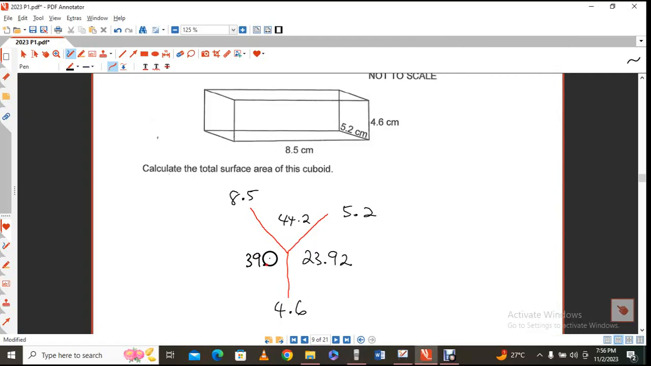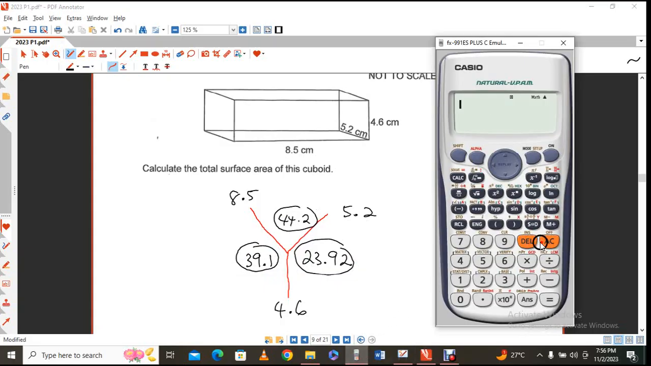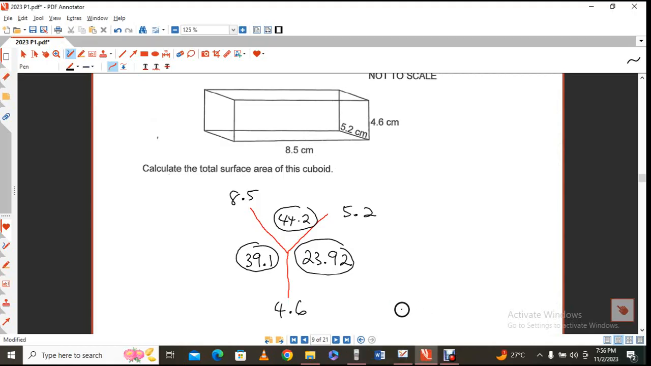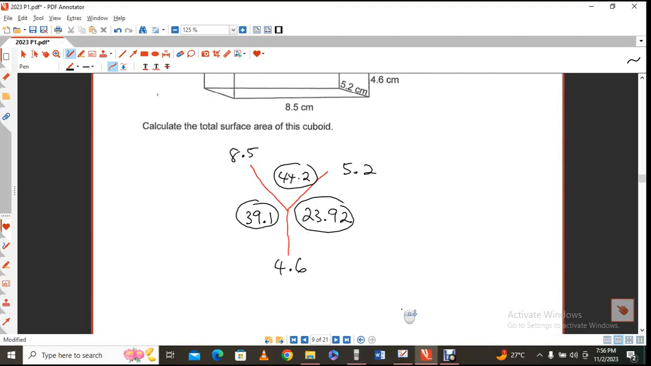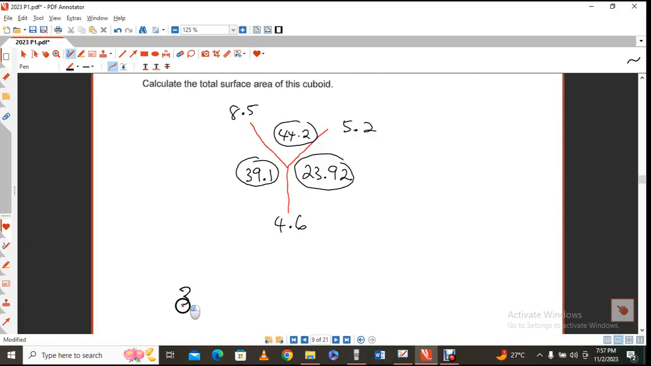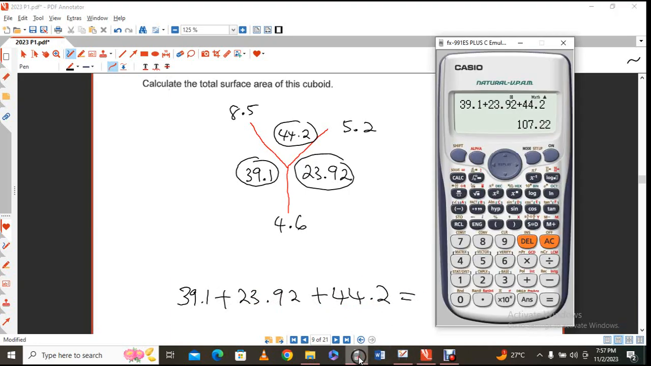So 39.1. Now I'm going to add these numbers together. I'm going to add this one and this one and this one. You will see that it will be half of the answer over there. So if you do so, you have 39.1 plus 23.92 plus 44.2. If you hit that, you get 107.22. Just go ahead, write it in. So what I did is I said 39.1 plus 23.92 plus 44.2 is 107.22.